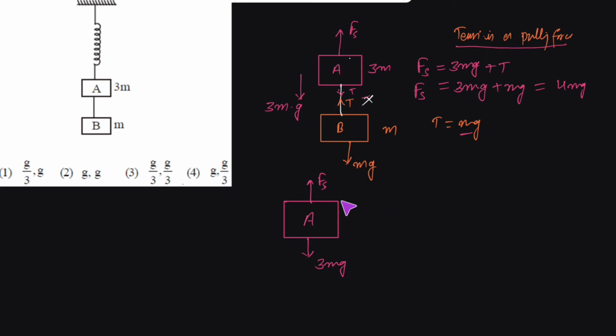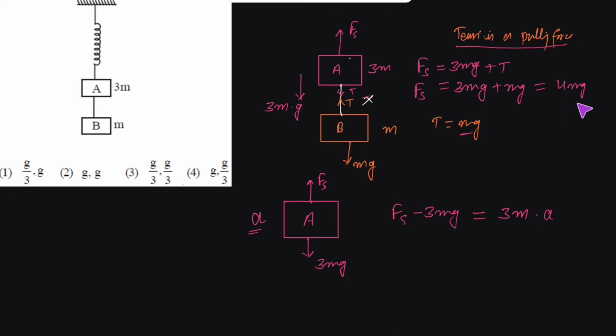So just after the string is cut, the net force will be Fs minus 3 mg, because this 3 mg is downward and this Fs is upward. So this is the net force on this block, and we are assuming that the acceleration of this block is A. From Newton's law, the net force is equal to mass times acceleration. The mass of this block is 3m, into acceleration. We have assumed that the acceleration is A.